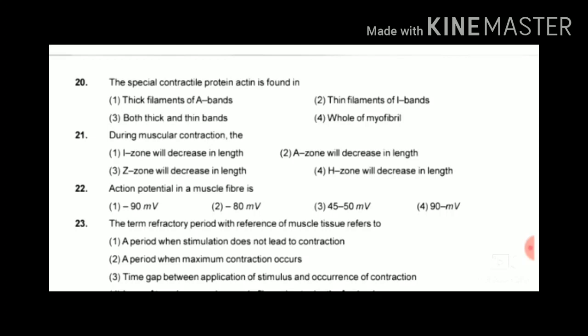Action potential in a muscle fiber is number 1, minus 90 millivolt, number 2, minus 80 millivolt, number 3, 45 to 50 millivolt, and number 4, 90 millivolt. And the answer is option number 3, 45 to 50 millivolt. Action potential is between 45 to 50. So option number 3 is the right answer. Next is question number 23.